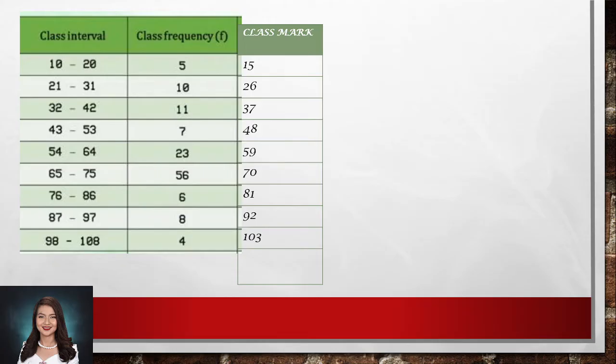Now, we're going to multiply the frequency and the corresponding class mark so that we get the fxm.